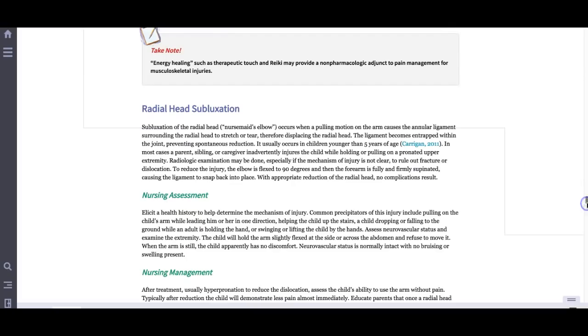Radial head sublux is the nursemaid's elbow that we talked about. Nursing management is you got to put it back in. And it is like immediate. They will start to use it again.